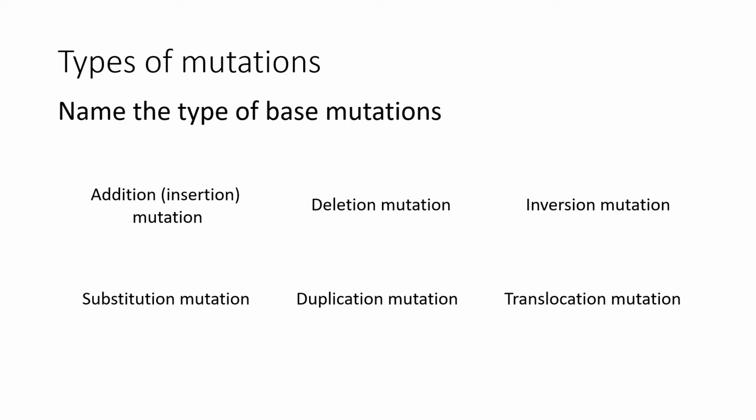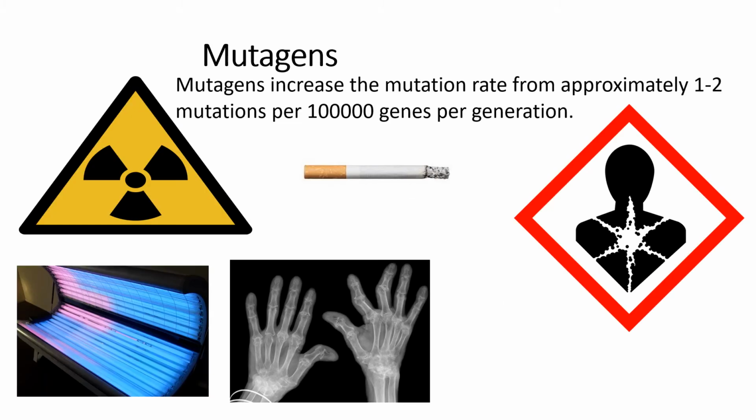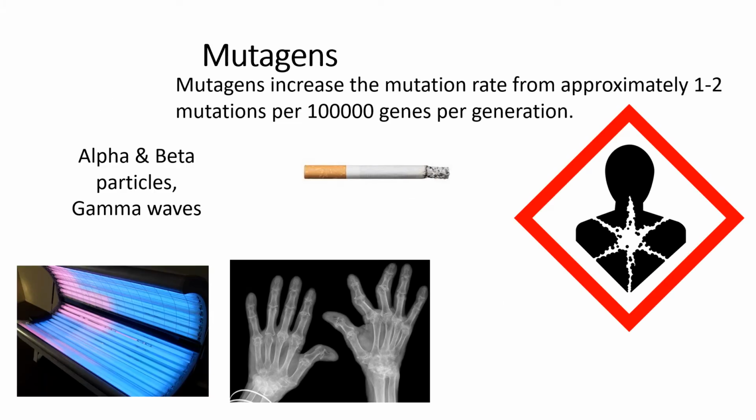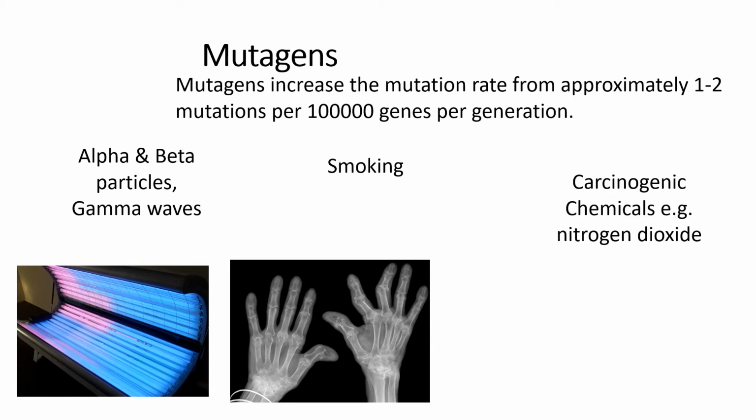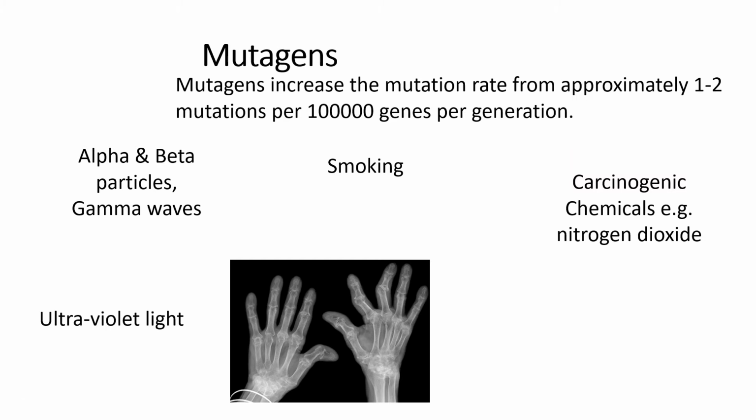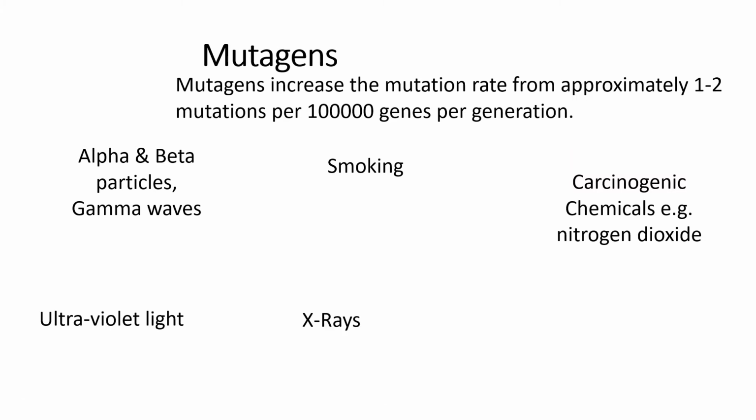And you need to be aware of these names and what each one means in terms of the changes that will actually occur. In terms of mutagens, there are 5 main types of mutagens. We have our ionizing radiation, alpha, beta, and gamma. We have smoking, we have carcinogenic chemicals, ultraviolet light, and of course X-rays.